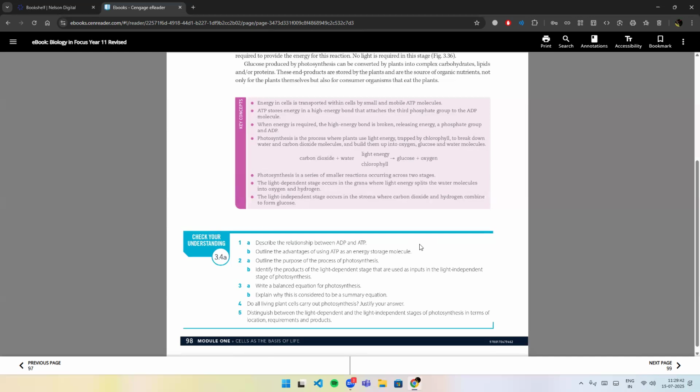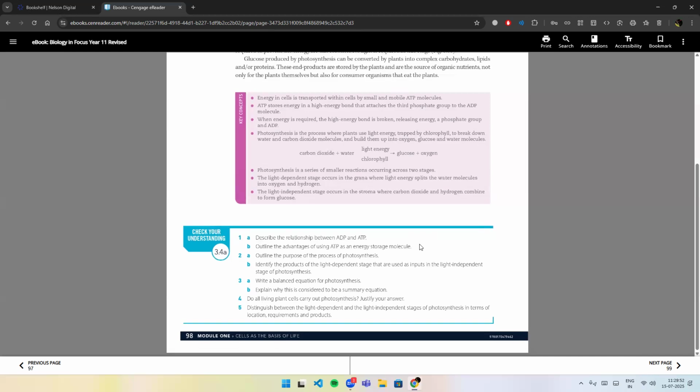Key concepts. Energy in cells is transported within cells by small and mobile ATP molecules. ATP stores energy in a high-energy bond that attaches the third phosphate group to the ADP molecule. When energy is required, the high-energy bond is broken, releasing energy, a phosphate group, and ADP.